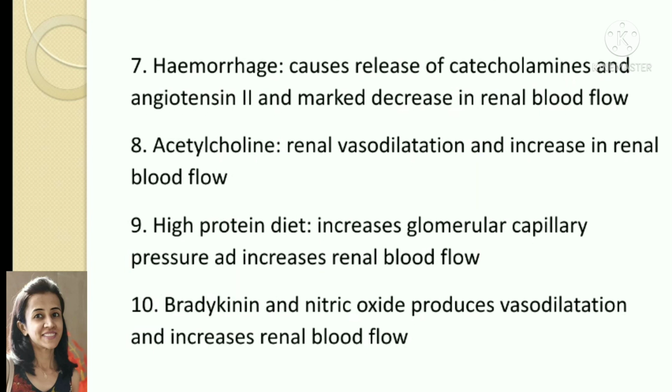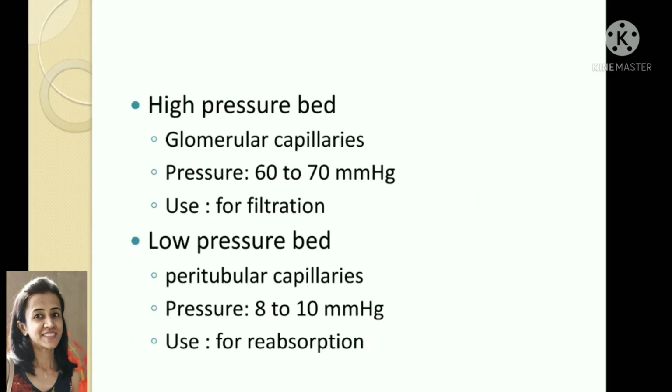Next is autoregulation of blood flow. Renal blood flow is autoregulated between blood pressures of 60 to 180 mm of mercury. Kidney has two pressure beds: a high pressure bed in the glomerular capillaries, where the pressure is 60 to 70 mm of mercury, which is important for filtration, and a low pressure bed of peritubular capillaries, where the pressure is 8 to 10 mm of mercury, which is important for reabsorption.